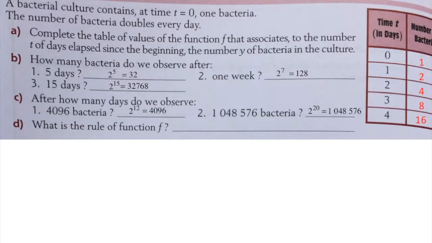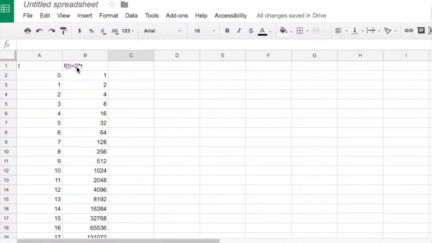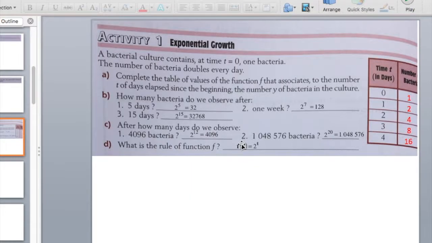So what's the rule of the function? Well, we've already put it here in our spreadsheet. It's f of t is equal to 2 to the power of t. The y value is 2 to the power of t, or it could be 2 to the power of x if you like, and this could be y equals 2 to the power of x, but we're using t as a function of t. And that's it for activity number 1. Have a good day.